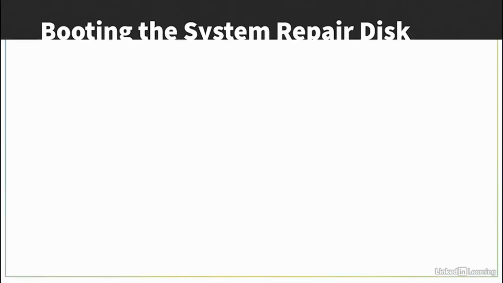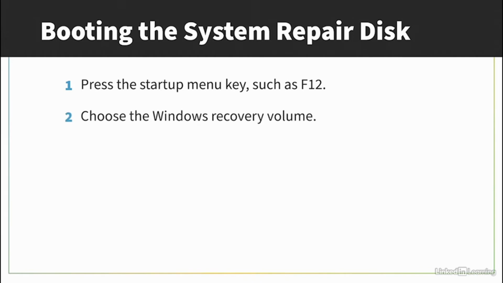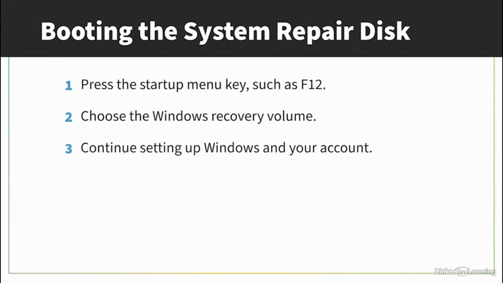Key to this operation is booting from the system repair disk, which is a thumb drive or other external storage you created earlier. To boot from this disk, you need to access your computer's startup menu. Press a special key such as F12 when the system first starts, although each manufacturer uses their own startup menu key. When you see the boot menu, you choose the storage device to use, the one with the Windows Recovery volume. The system recovery disk starts, and you proceed with setting up Windows, following the on-screen prompts. Eventually, you create your account just as you did when Windows was first configured.